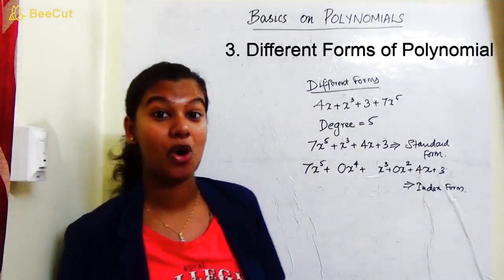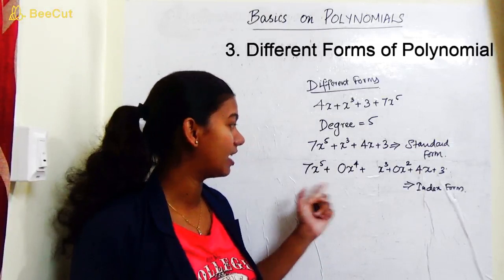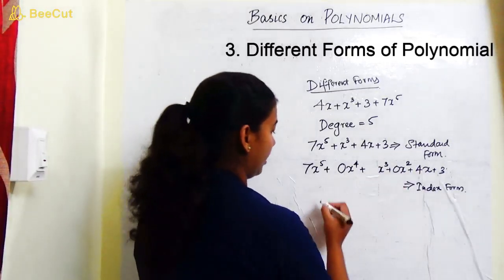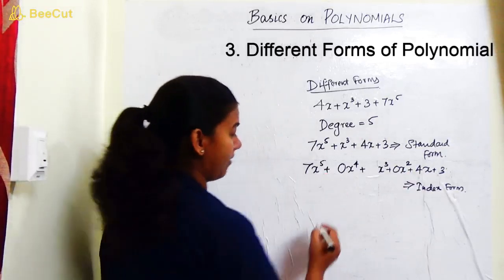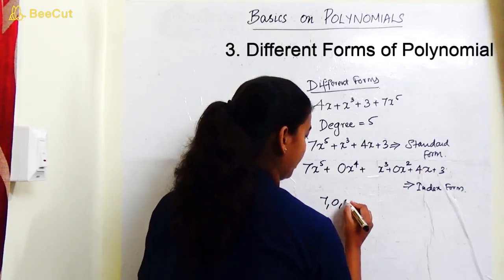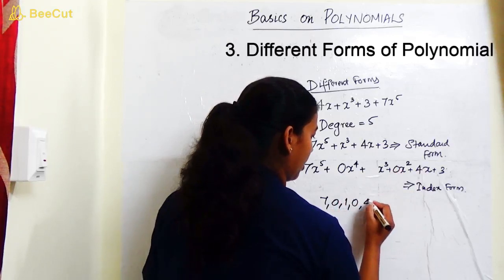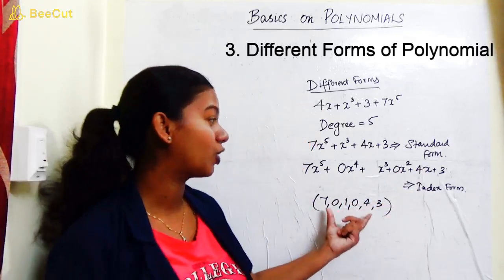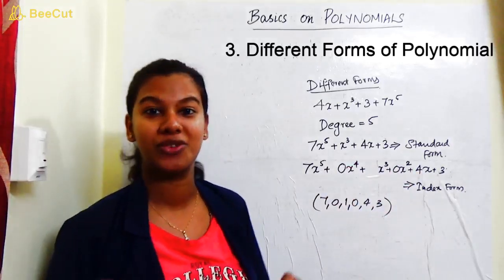The next type of form is coefficient form. That is, we write a set which consists only of the coefficient values. The first coefficient is 7, so I write 7. Next will be 0, then 1, next is 0, 4, 3. I'm just writing the coefficient of all the powers. So this is known as coefficient form.